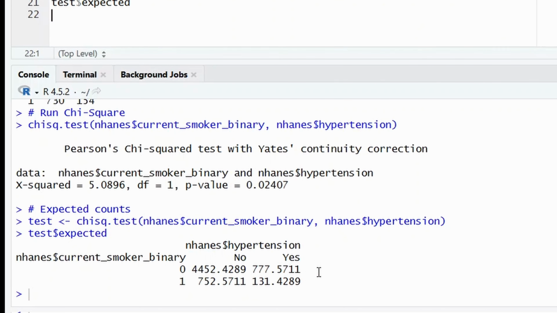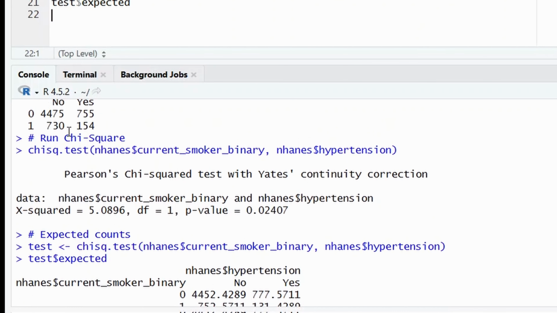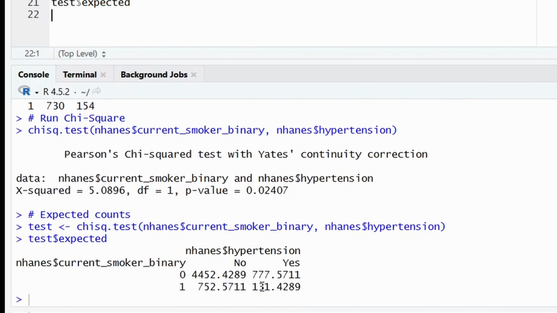Now let's compare those to the observed counts we saw earlier. Among smokers with hypertension, we observed 154, but we expected about 131 if there were no association. That's more cases than expected. Among non-smokers with hypertension, we observed 755, but we expected about 778. That's fewer cases than expected.